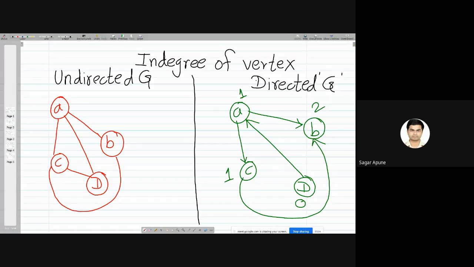So calculate how many edges go from A. So there are 1, 2, 3. So in degree of A is 3. In degree of B is 2. In degree of D is 2. In degree of C is 3. Okay. In degree समजली सगळ्यांना, in degree of vertex. Okay, right, good. Then now next is out degree.